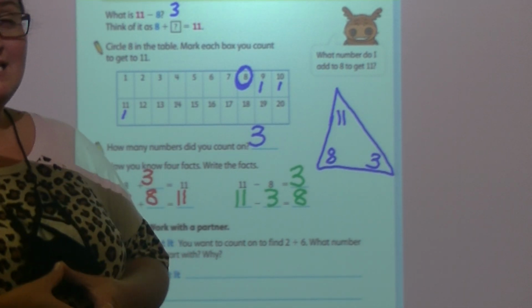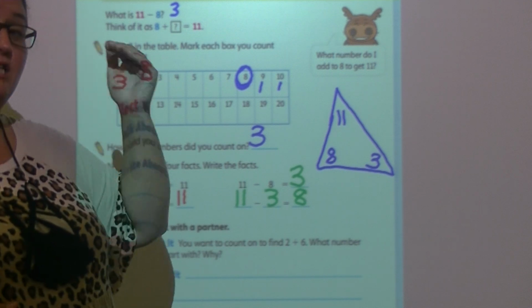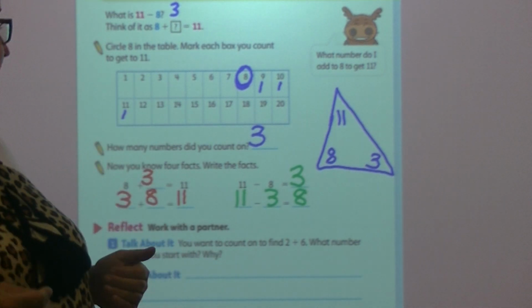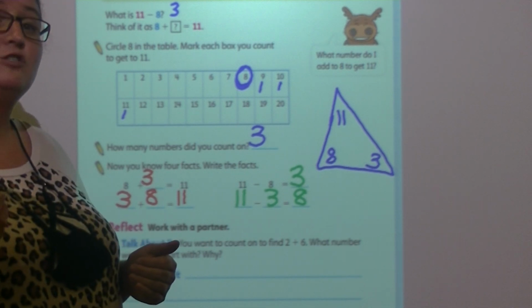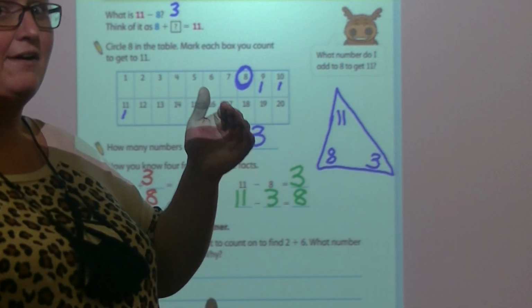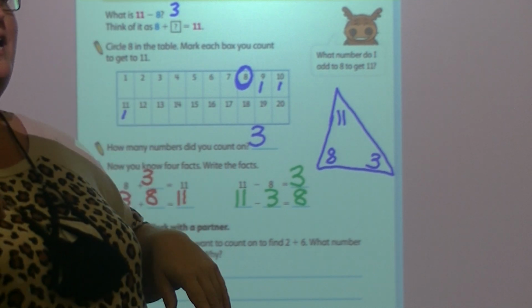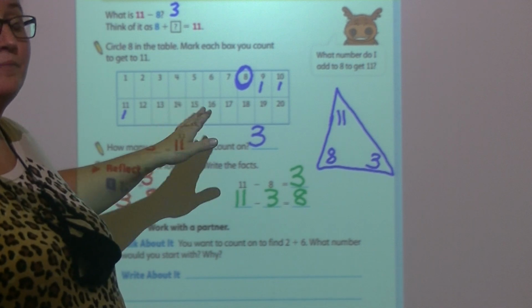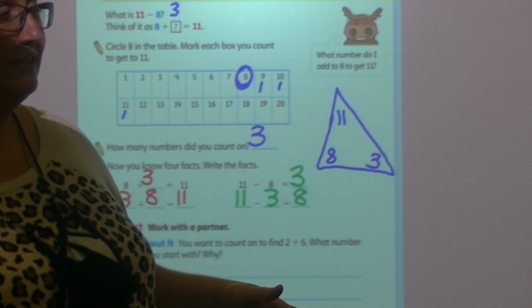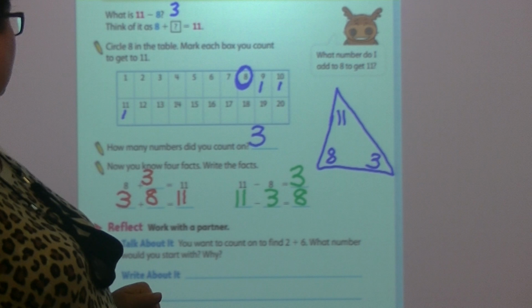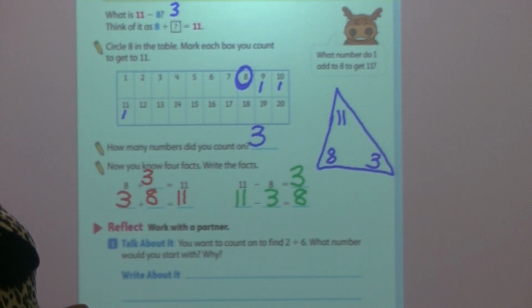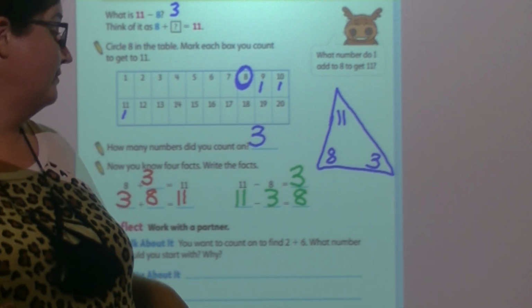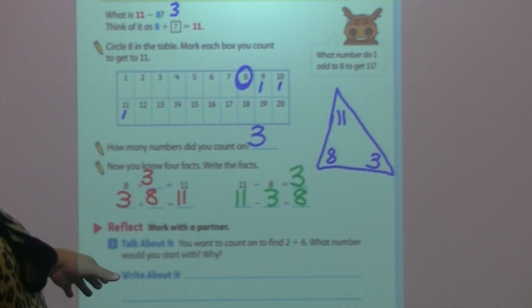It is easier to put the big number in your head and count on the smaller number. It is easier to do it that way because you make less mistakes to have the bigger number in your head and the smaller number on your fingers or on your chart. You just make less mistakes that way, so you can do it either way. But I would suggest that you always put the bigger number in your head and the smaller number on your fingers. So it says write about it.